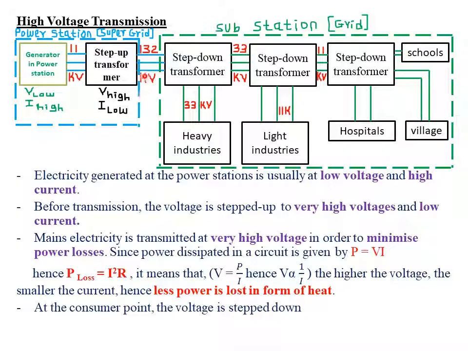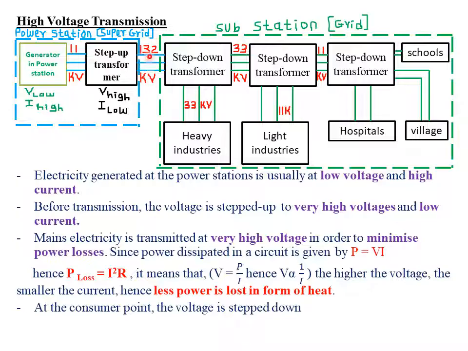So when the voltage is high, the current is low. Then of course, when the voltage is low, it simply means the current is very high. So before transmission, the voltage is stepped up to very high voltages and low currents. As you can see, the voltage that was generated from the generator was actually 11 kilovolts. Then it is being stepped up by this particular transformer, the step-up transformer within the power station, from 11 kilovolts up to 132 kilovolts.